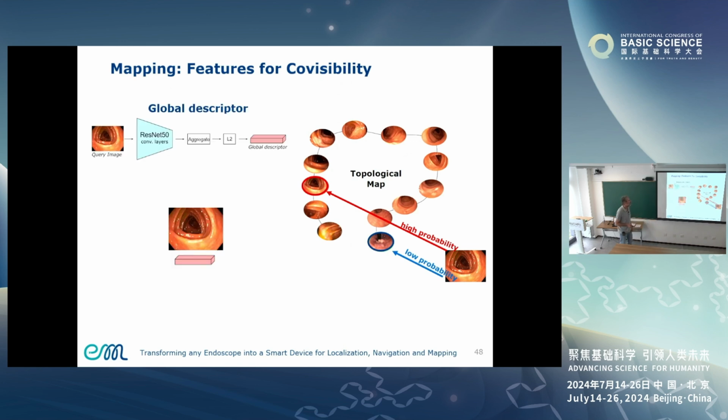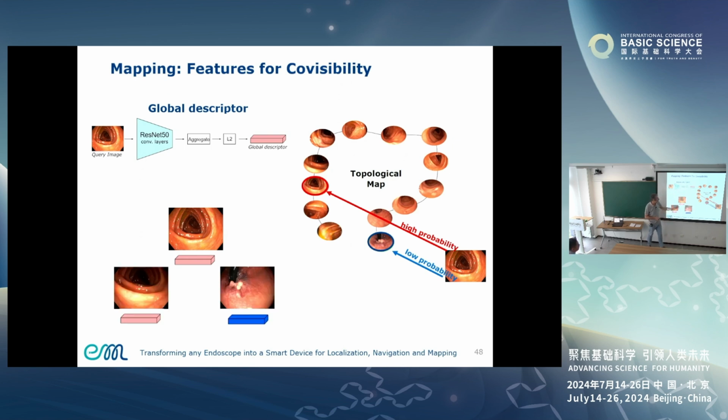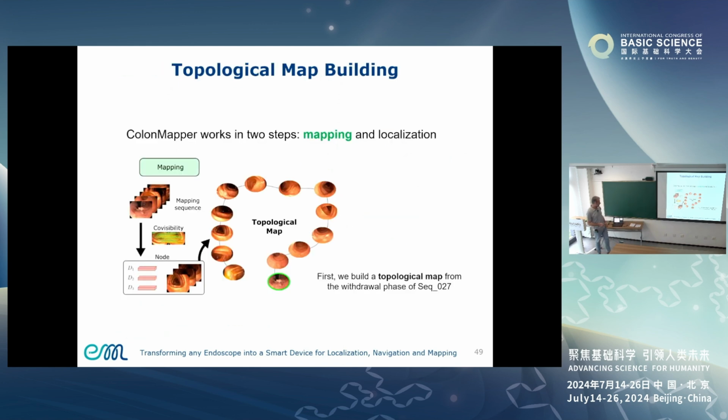How are we doing this? This is a clear case of visual place recognition. We take the image, we encode it in a global descriptor, and then for the other localizations, for the other images, we compute the same descriptor. If the descriptor is quite similar, we say very likely we are there. If the descriptor is very different, we say with low probability we are there.